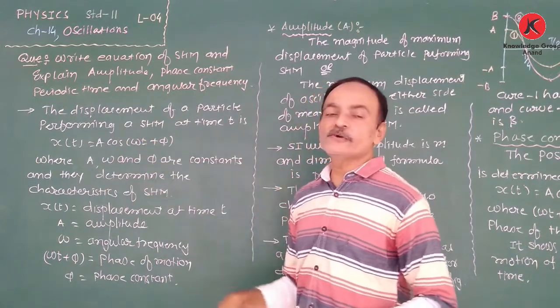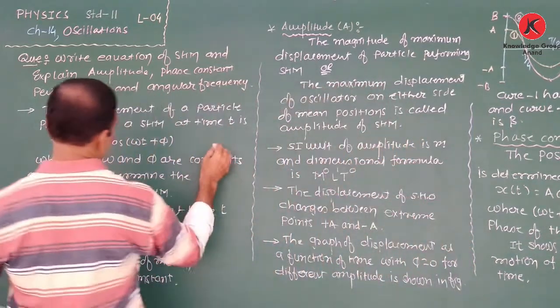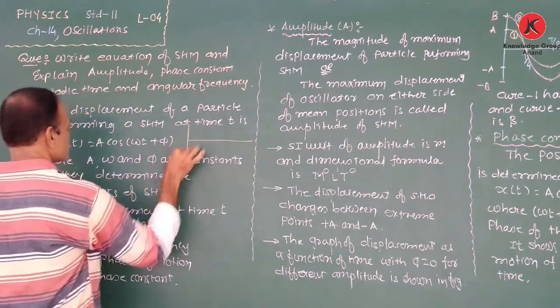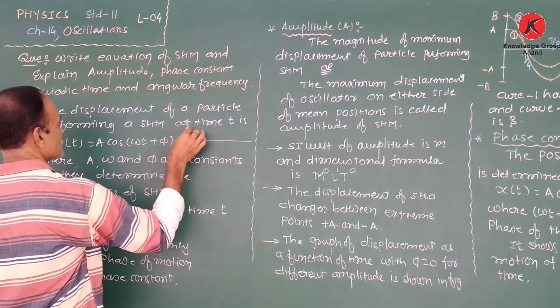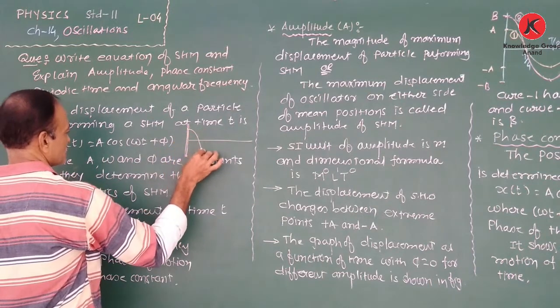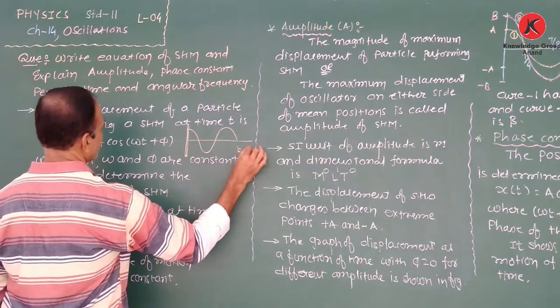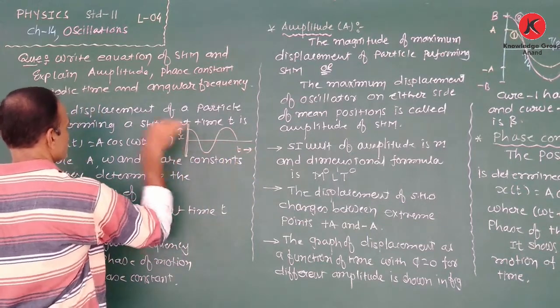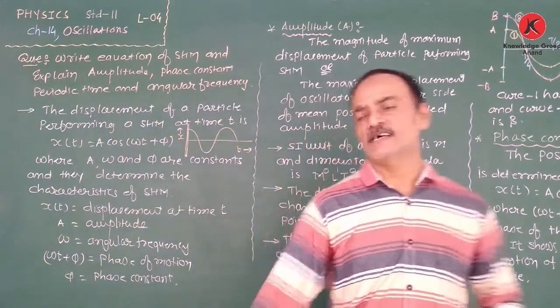Now, how do we draw the graph of displacement versus time? There is the cosine function, therefore the graph is like this. At time t is equal to 0 and phi is equal to 0, it starts from this point. So here are the time t and the x position. That is only for understanding the graph of displacement versus time.